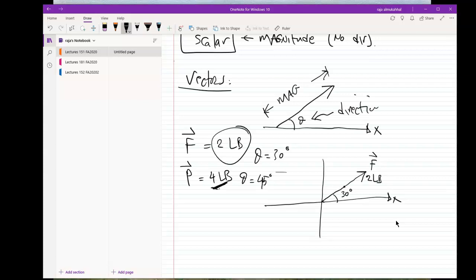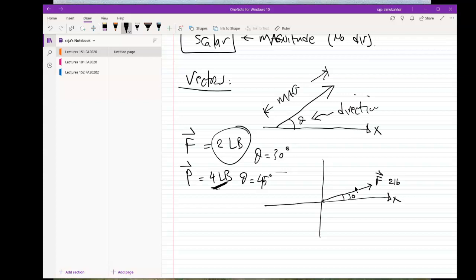What does that mean? It means it's going to be double the length of this vector. You know what? I'm going to draw it all over. This is not drawn to scale. It's kind of clumsy work. Here is the 2 pounds, 30 degrees. Let's assume it's this one right here. Okay, so this is the force. That's 2 pounds. And let's say this is 30 degrees.